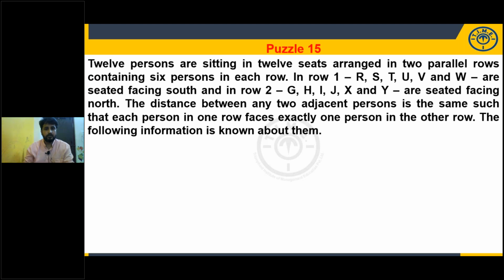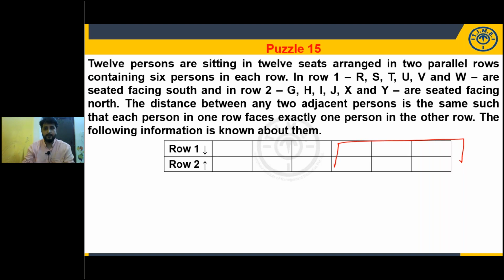Puzzle number 15, 2 parallel row arrangement. We discussed at the beginning. In the linear arrangement, you will be given 2 parallel row arrangement also. This will be basic structure for that. 12 persons are sitting in 12 seats arranged in 2 parallel rows containing 6 persons in each row. In row 1, so and so people. In row 2, so and so people. The distance between any 2 adjacent persons is the same, such that each person in one row faces exactly one person in the other row. So facing each other. The facing each other structure will be like this. And 6 persons arrangement: 1 2 3 4 5 6.